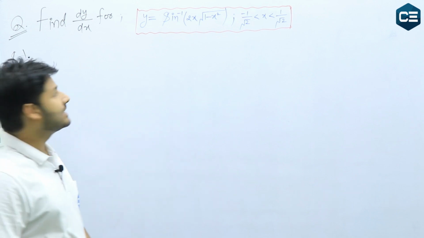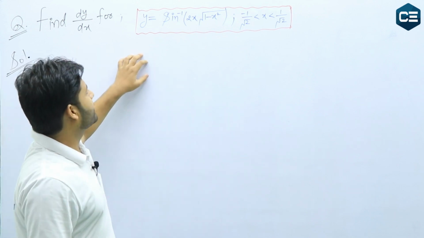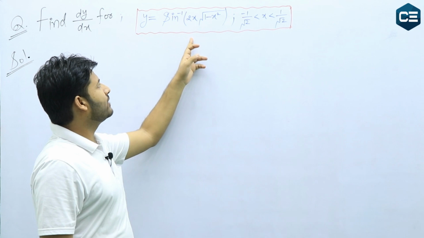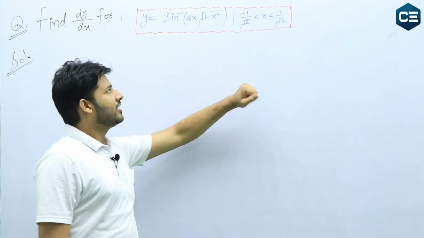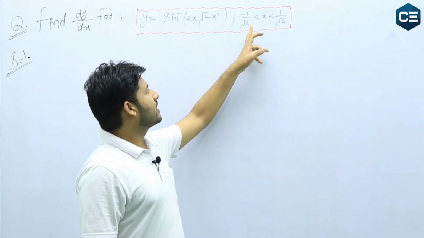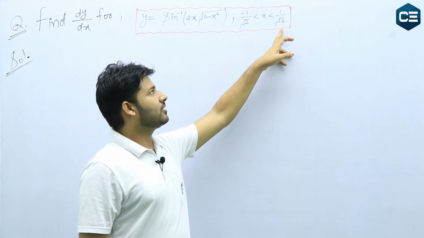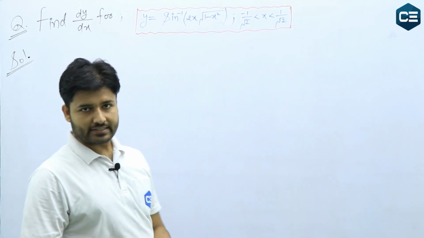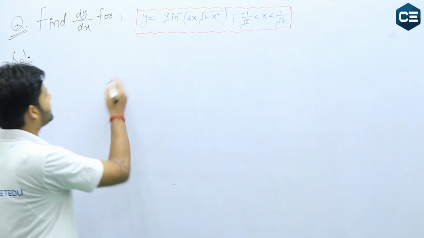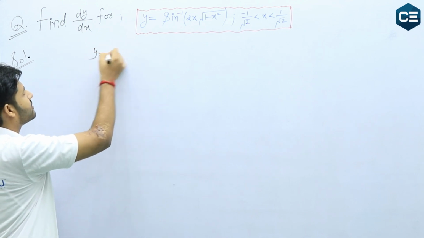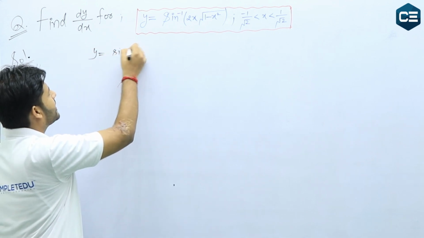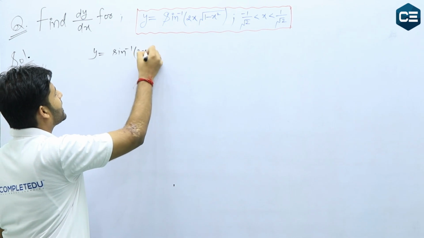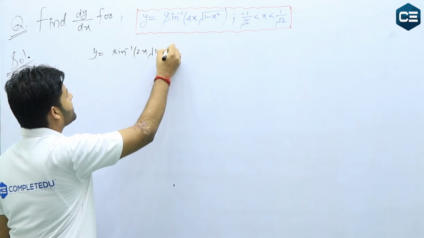Given the question is: find dy by dx for the function y equals sine inverse of 2x square root of 1 minus x square, and we are given limits for x, which are negative 1 by root 2 to 1 by root 2. We're going to differentiate this. So our function is y equals sine inverse of 2x square root of 1 minus x square.